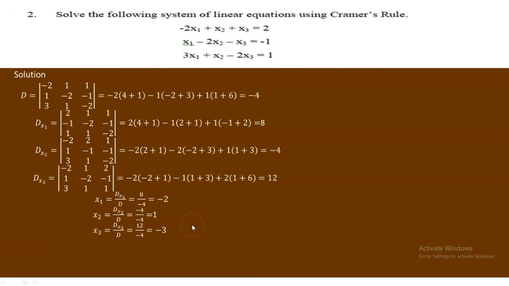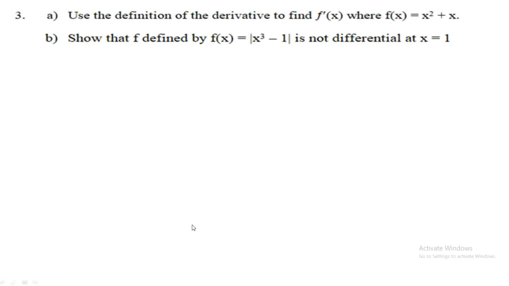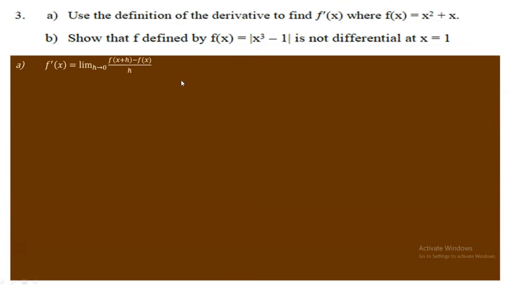So what comes next is question number 3. And in question number 3, you have this sort of equation. Question A: use the definition of derivative to find f derivative at x where f of x is given. And B, you are asked to show that this is not differentiable at x equals 1. Simple. So the procedure is like this.